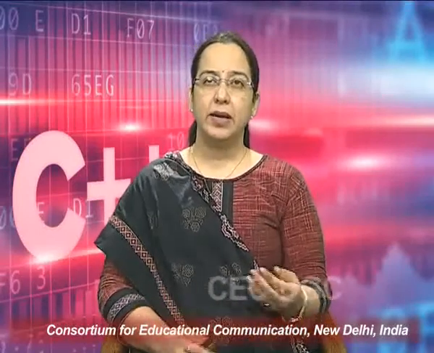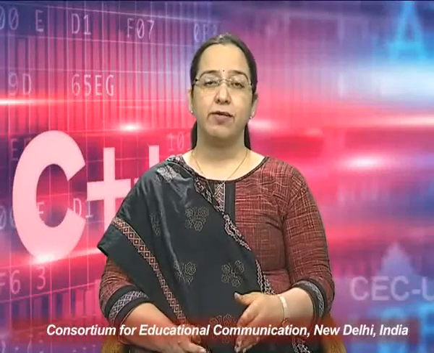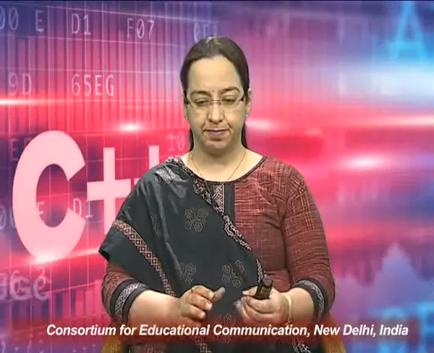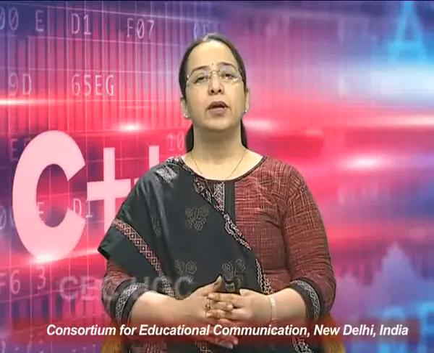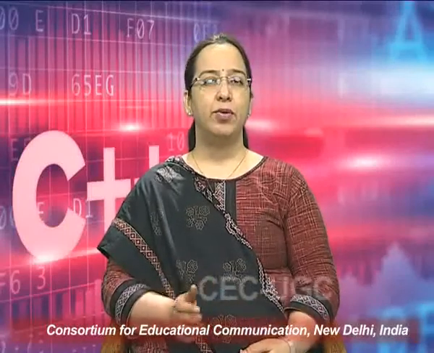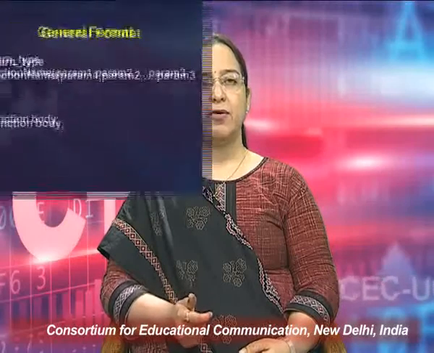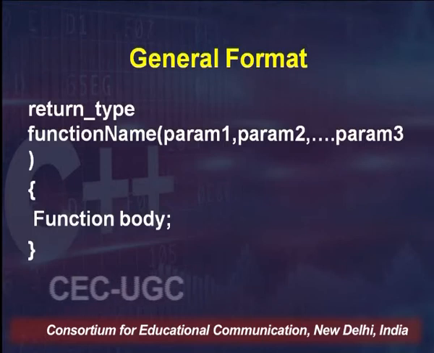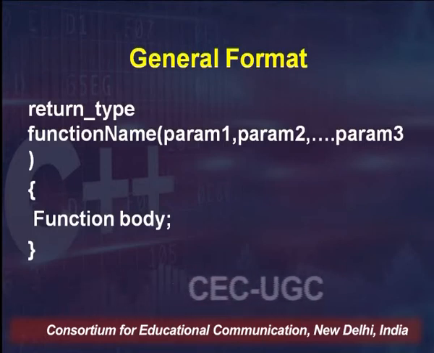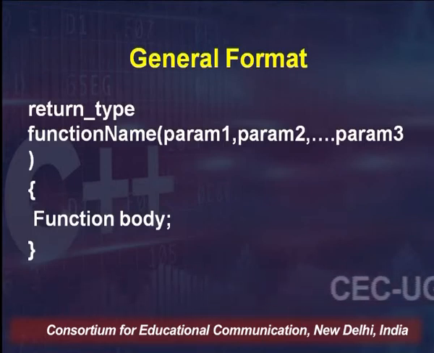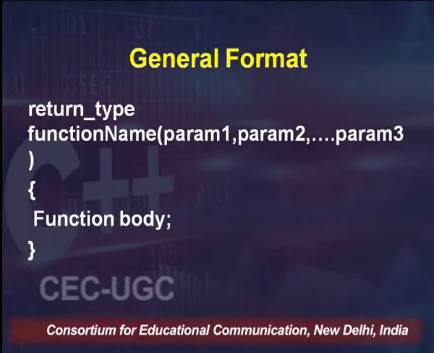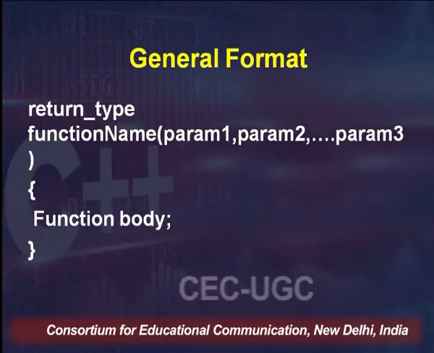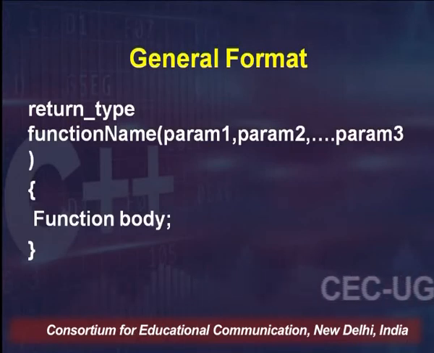So now let us explore the general format, or general syntax, of any function in detail. We have the return type, then the name of the function, then param1, param2, param3, which are actually parameter 1, parameter 2, parameter 3, and all these parameters are optional. The parameter list is within the parenthesis just after the name of the function, and then within the curly braces you have the function body. Now let us explore all these in detail.